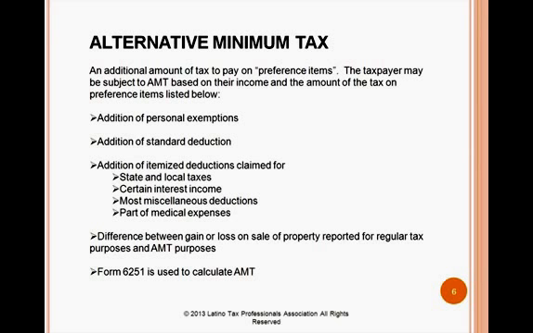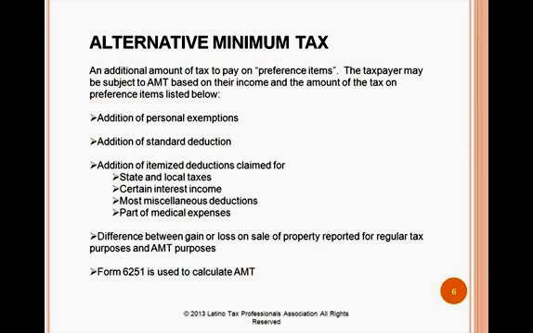The taxpayer may be subject to AMT based on their income and the amount of the tax on preference items listed below. So if a person makes a large amount of money and has a large number of kids, that's what they say, addition of personal exemptions. You have 10 kids, so you have an excess amount of reduction in your taxable income. Therefore, AMT can kick in to offset that and you still pay your fair share.